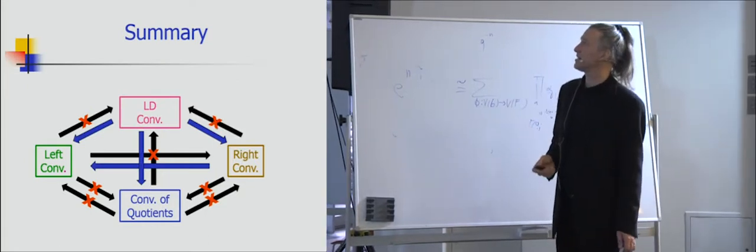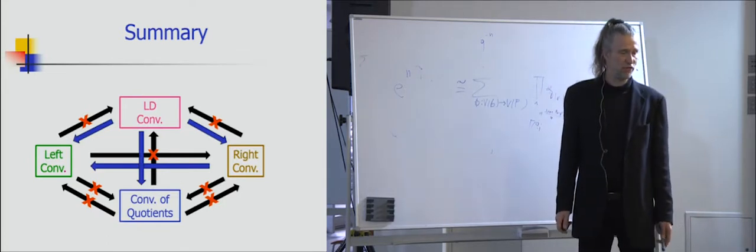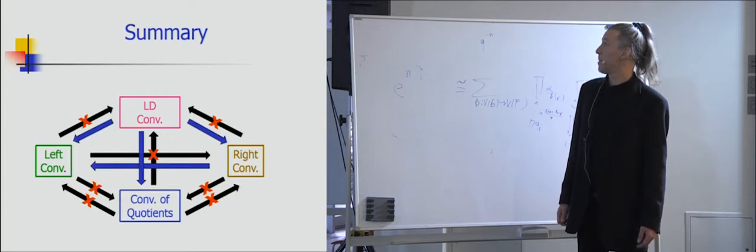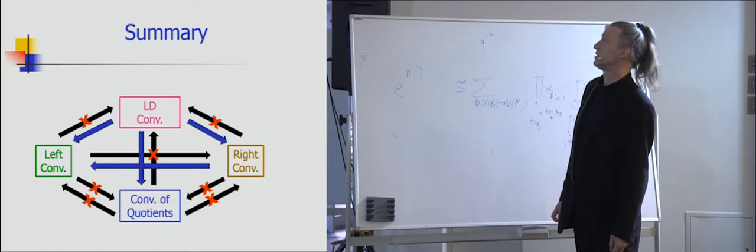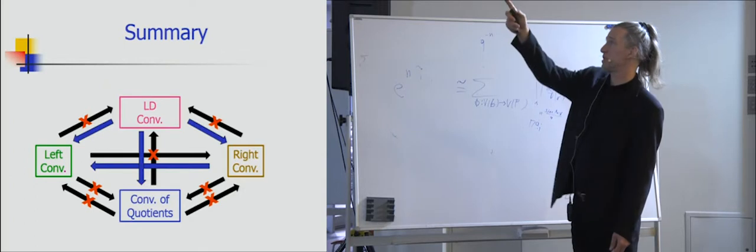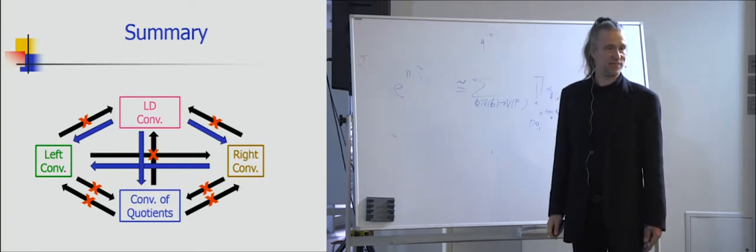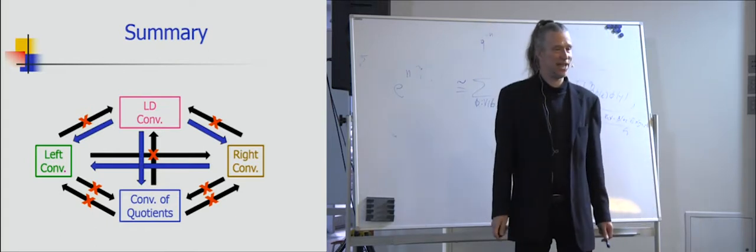And finally, right convergence can't imply large deviation convergence, because if it did, then we would know, let's see, right convergence would imply convergence of quotients, but we know it doesn't. Okay, so we have filled in all these relationships.